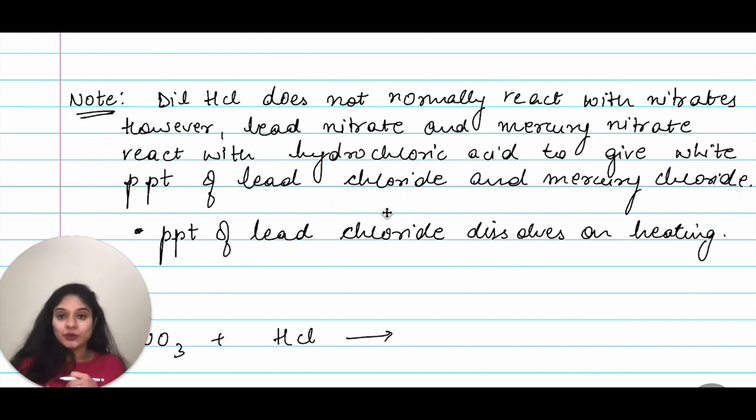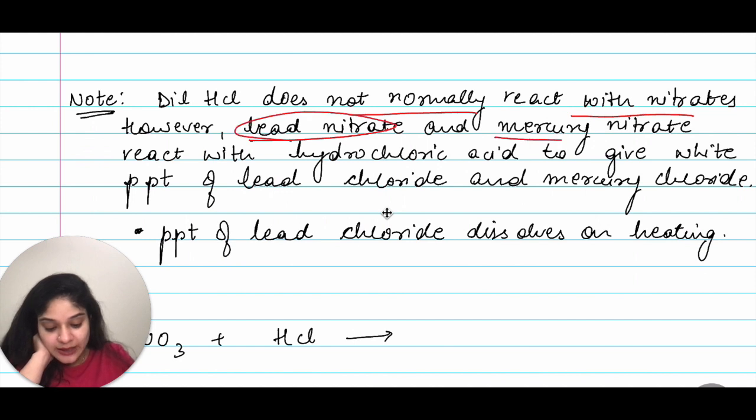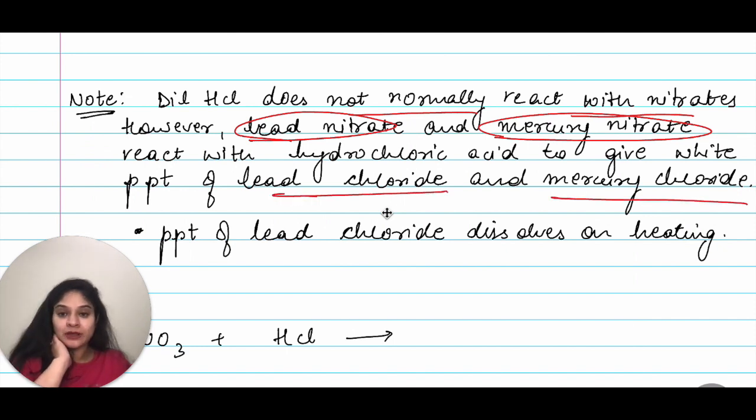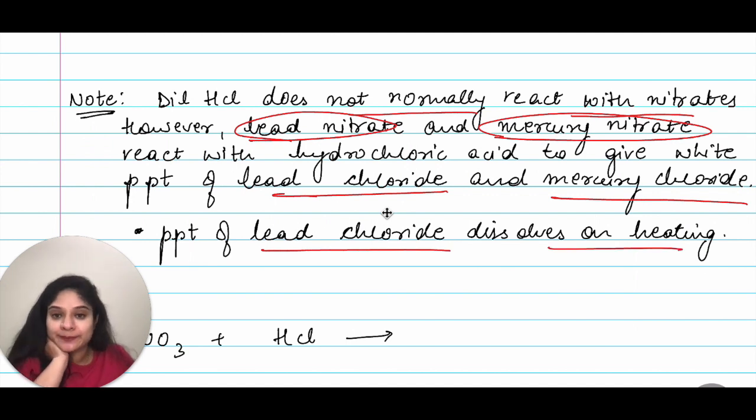Let's look at this note. This says that dilute HCl does not normally react with nitrates. However, lead nitrate and mercury nitrate react with hydrochloric acid to give white PPT of lead chloride and mercury chloride. PPT of lead chloride dissolves on heating. So this is an important note that you can take a note of.